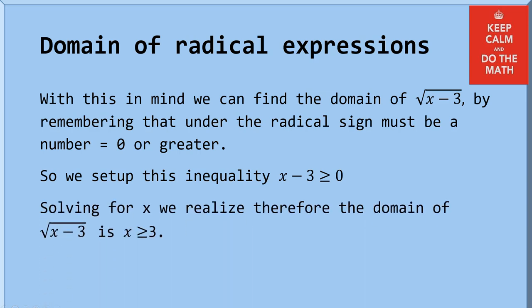Solving for x, we realize therefore the domain of the square root of x minus 3 is x is greater than or equal to 3. Written in interval notation, of course, that would be the square bracket for 3, because it's greater than or equal, to positive infinity.